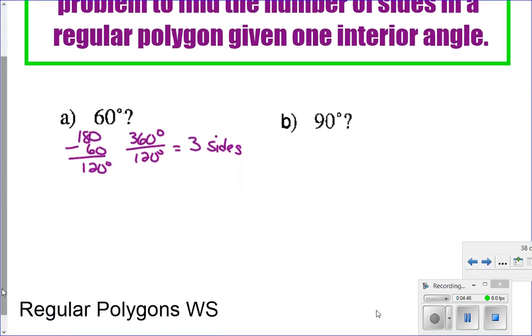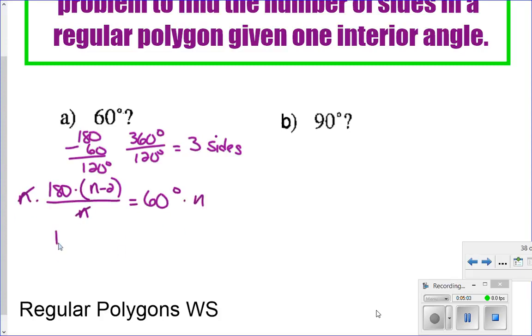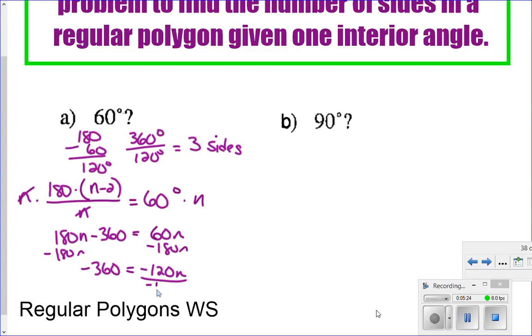Let's use the other approach, which is the formula. 180 times n minus 2, divided by n, is equal to 60 degrees. I'm going to solve by multiplying both sides of this equation by n, and I'm getting 180. I'm going to distribute that, n minus 360 equals 60n. Solving by subtracting 180n from both sides gives me negative 360 is equal to negative 120n. Dividing both sides by negative 120 gives me that n is equal to 3.